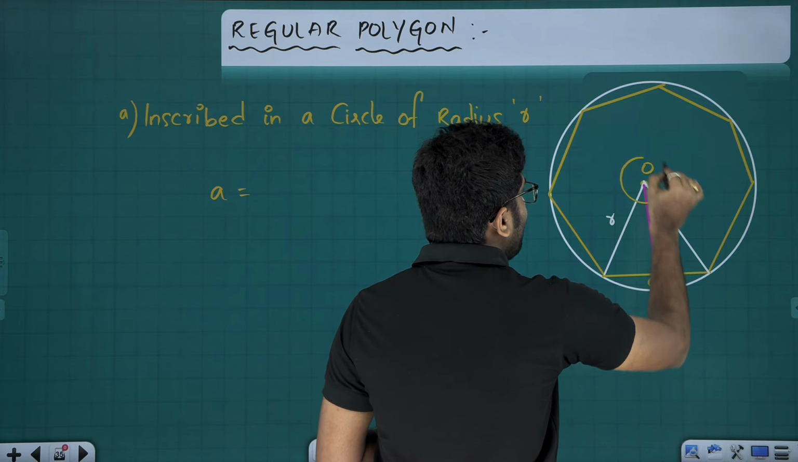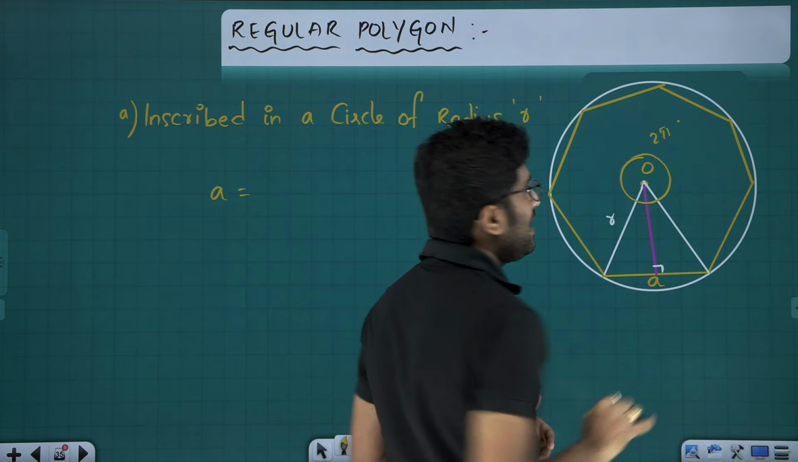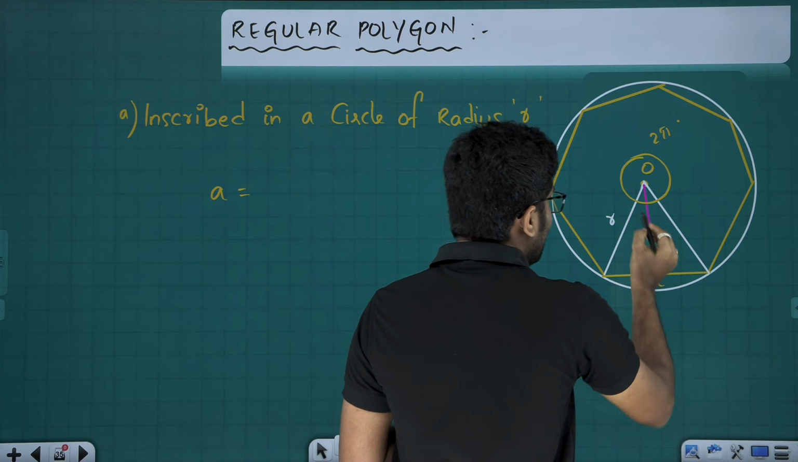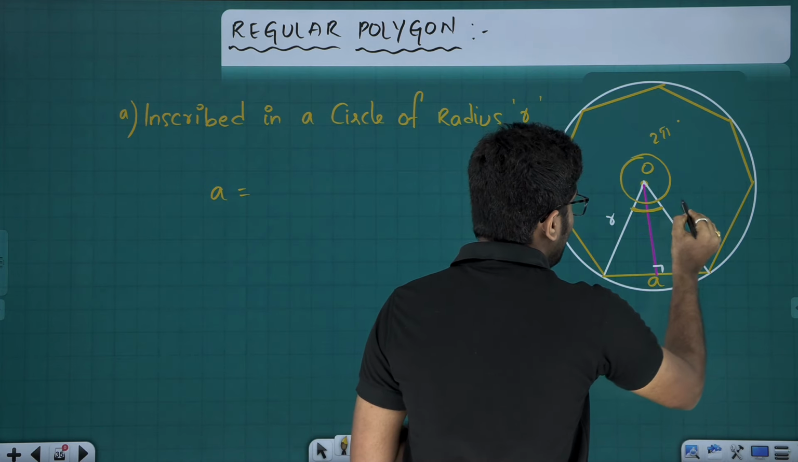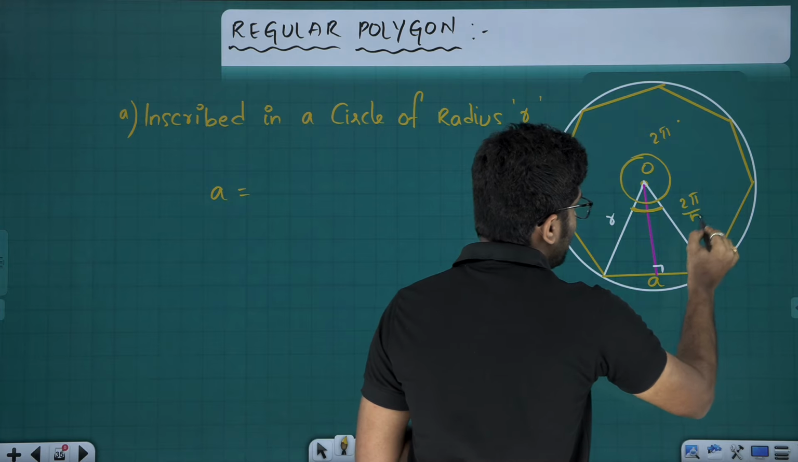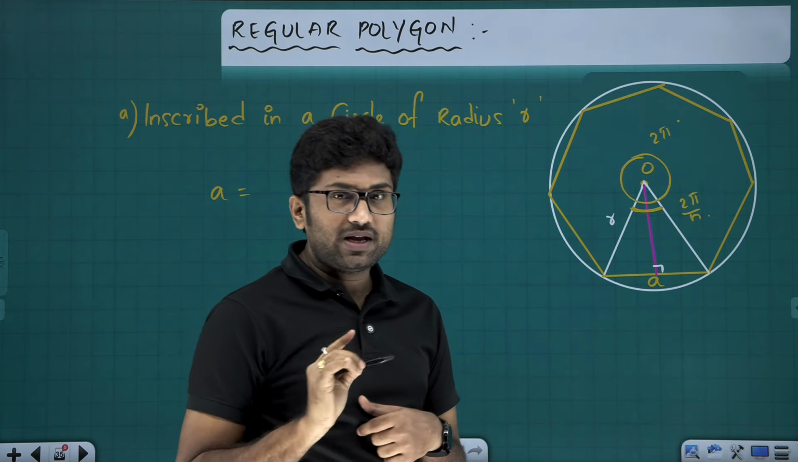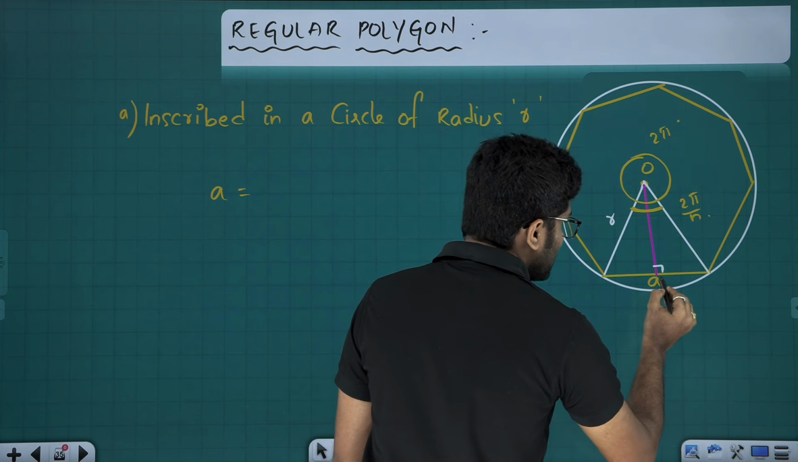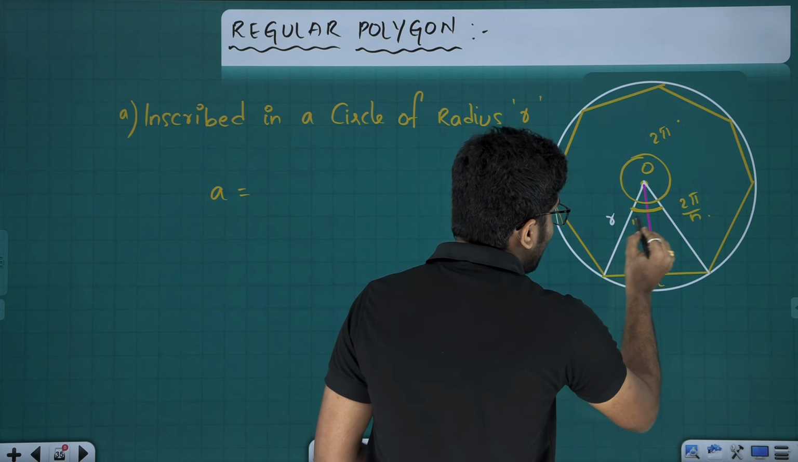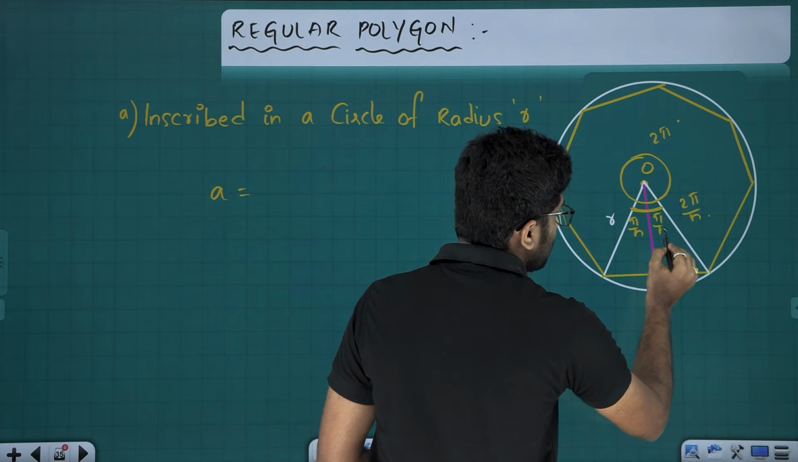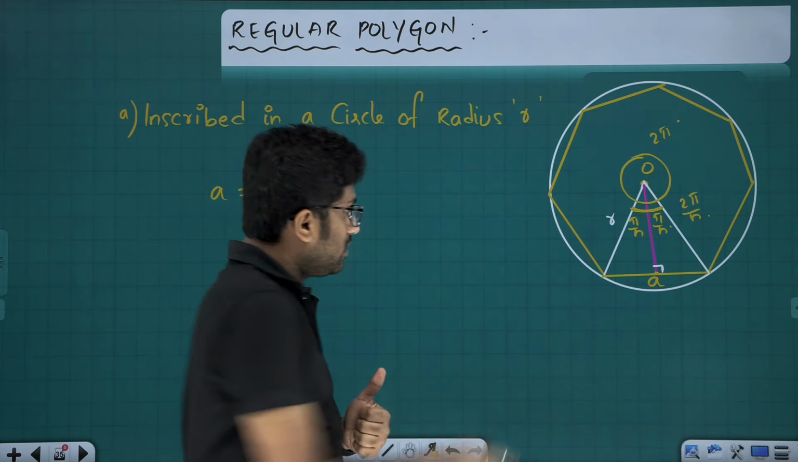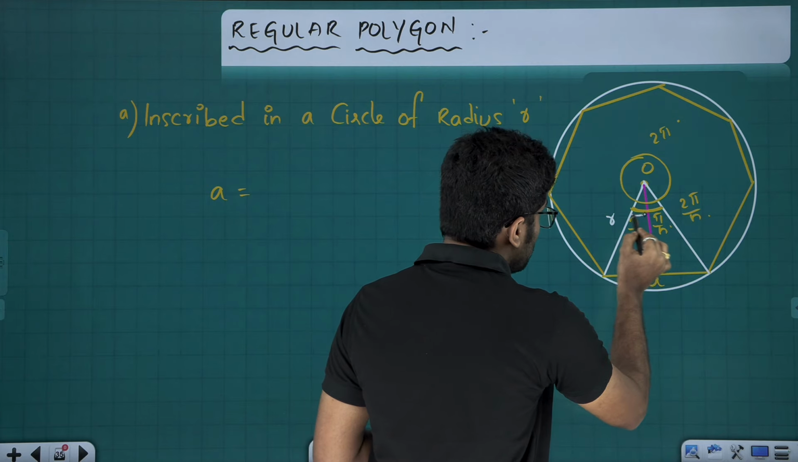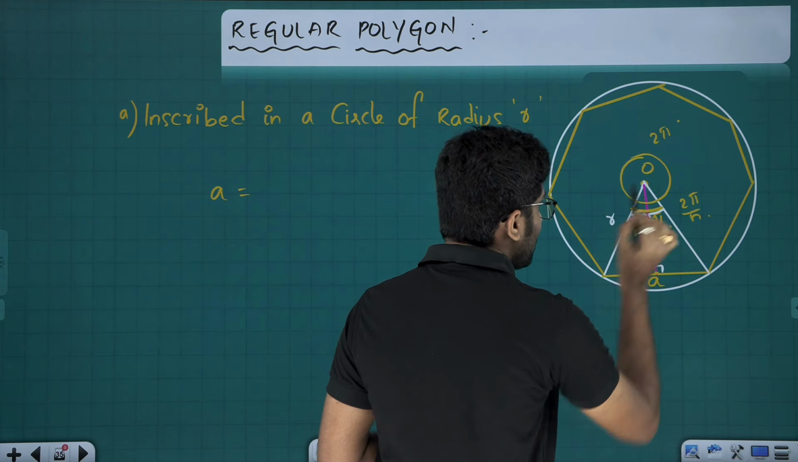the complete angle will be 2 pi. So as there are n sides and it is a regular polygon, this particular angle will be 2 pi divided by n. So if we draw a perpendicular from O to one side, this angle will be pi by n, and this angle will also be pi by n, because it bisects, no? So this angle is pi by n, and this angle is also pi by n.